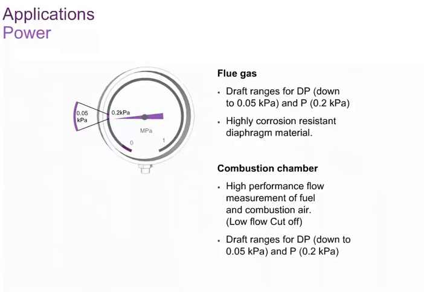For flow measurement, differential pressure transmitters offer an adjustable low-flow cutoff function, so that you can be sure that in the case of no flow, the transmitter output is really zero.